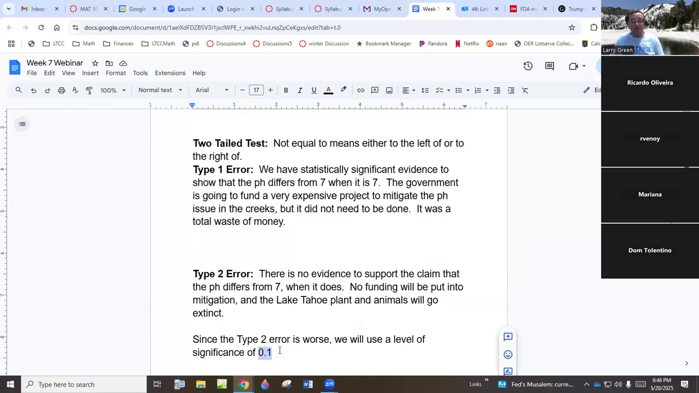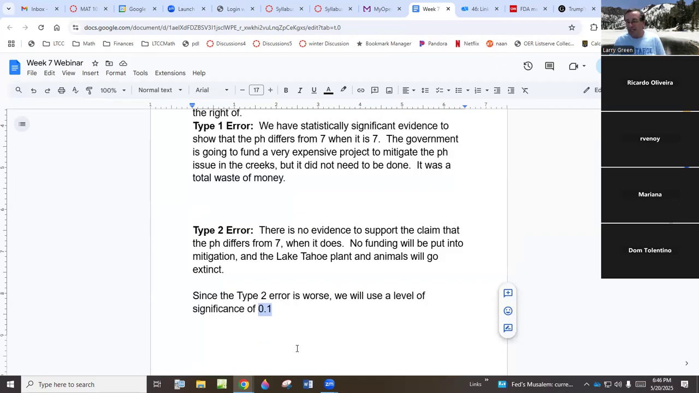So the type 2 error is worse. Let's use 0.1 again. If type 1 is worse, use 0.01. If they're about the same, then use 0.05 in our class. And that's required.